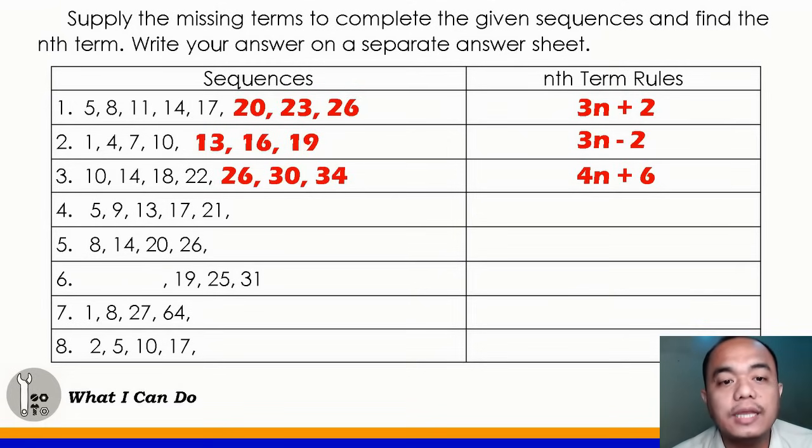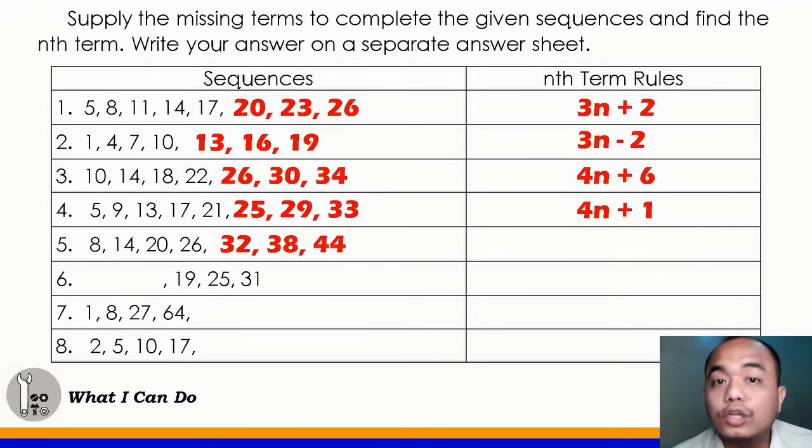Number 4: 5, 9, 13, 17, 21, 25, 29, 33. And the nth term rule here is 4n plus 1. Number 5: 8, 14, 20, 26. And we have 32, 38, 44. And the nth term rule for number 5 is 6n plus 2. The first and the second term for number 6 is 7 and 13. And the nth term rule for this item is 6n plus 1.